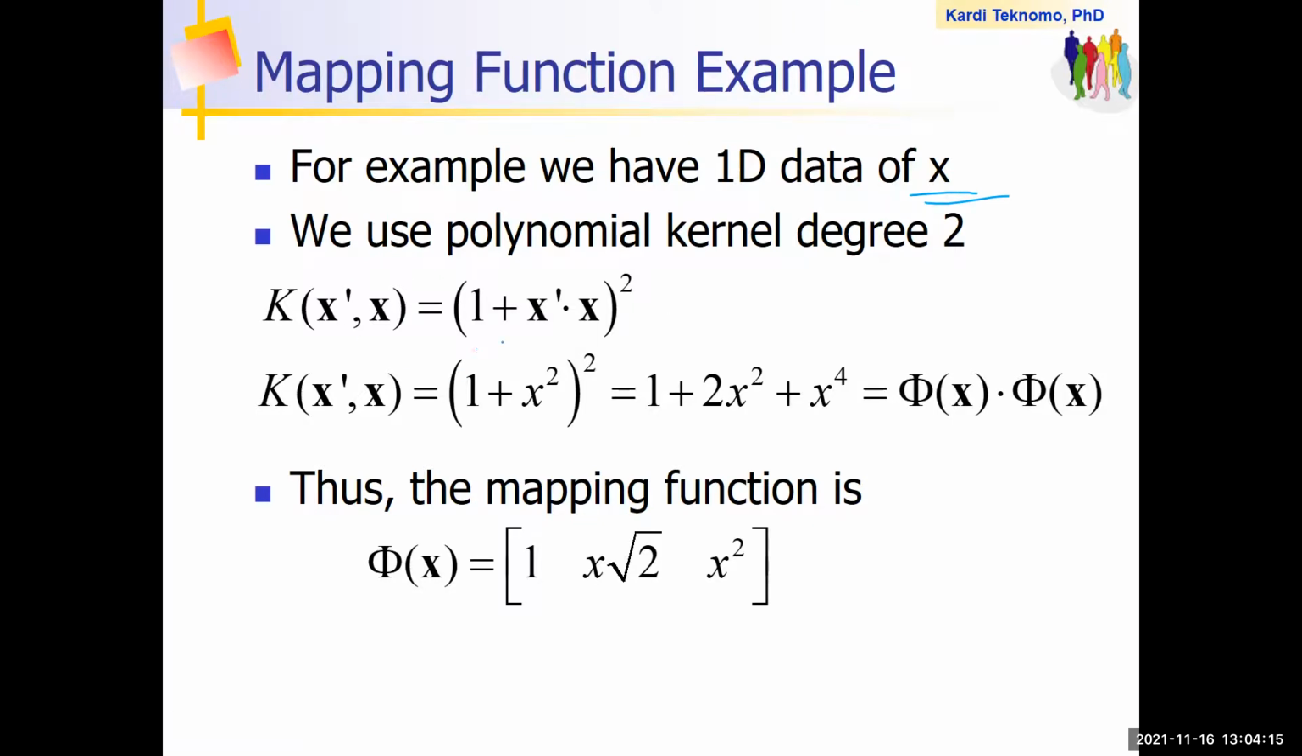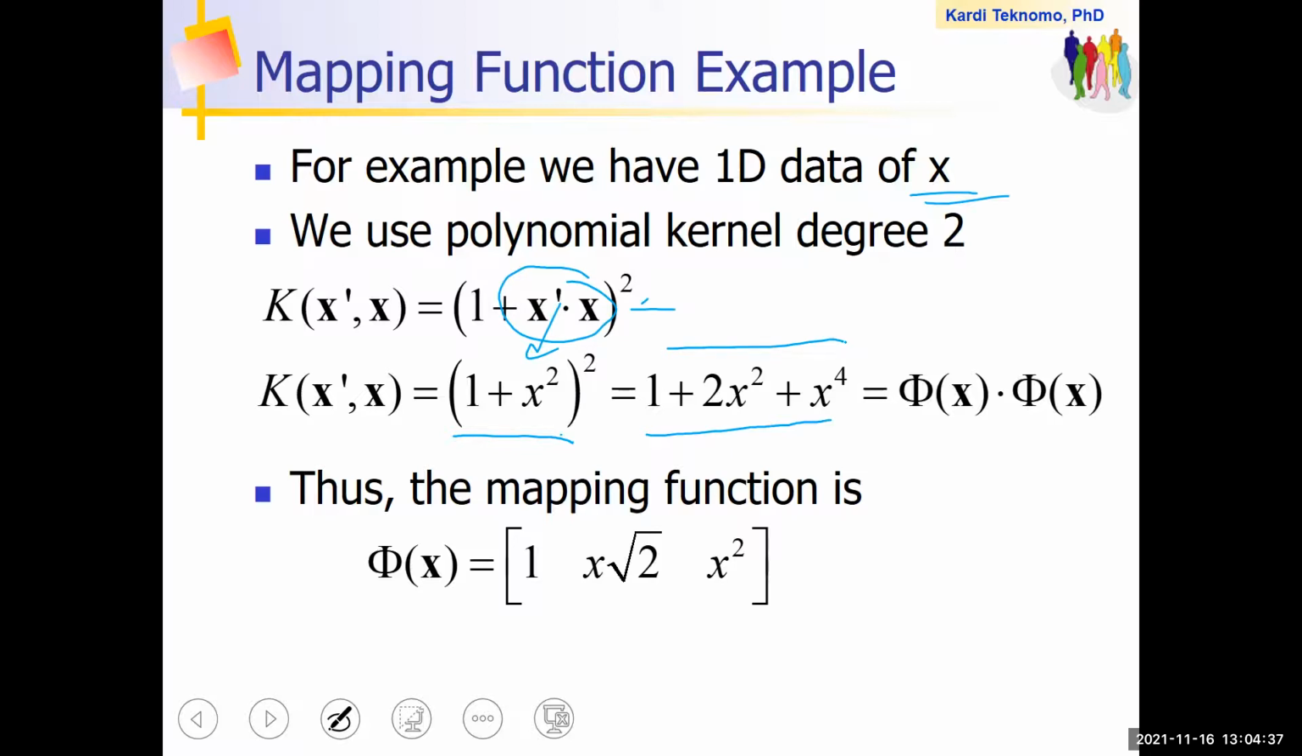So if I use polynomial kernel degree 2, then I can put this inside here. The meaning is this one, right? This is in scalar, this is in vector, this is in scalar. So you put it out, and if you expand it, it becomes like this, right? This is just quadratic.